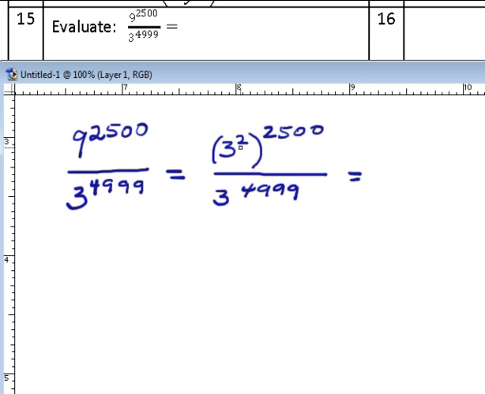And now multiply the two exponents together. So we have 3 to the 2 times 2,500. That's 3 to the 5,000 divided by 3 to the 4,999. And now just subtract those exponents, and we get 5,000 minus 4,999 is 1, so we have 3 to the 1, or just 3.